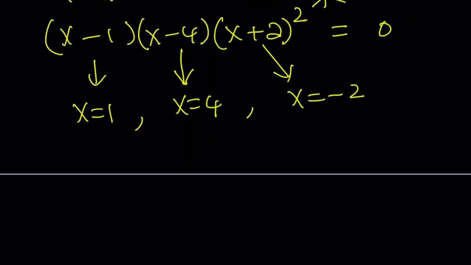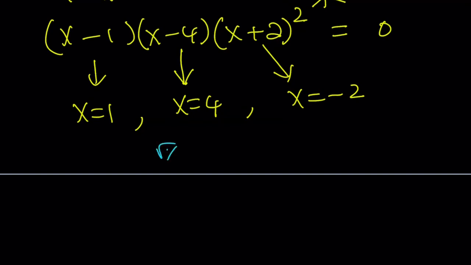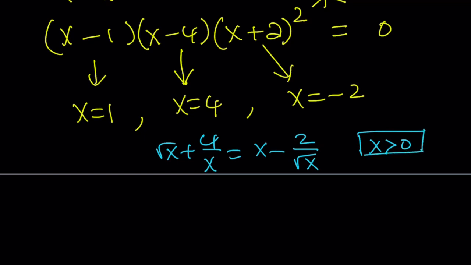So what is the original problem? Let's go ahead and rewrite it one more time. The original equation is square root of x plus 4 over x equals x minus 2 over square root of x. And remember at the beginning we said something about x. We said that, hey, x needs to be positive because of square root of x. Therefore, x equals negative 2 is going to be disqualified. It just doesn't work. Too bad. What about the other ones? We can kind of test, right? I mean, we can go ahead and plug it in because squaring both sides introduces extraneous solutions, and so forth. If x equals 1, let's see what happens.